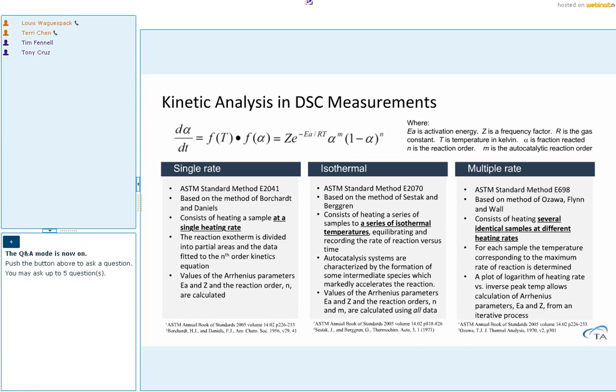The third kinetic model is the multiple rate method. Sometimes people also simply call it the Ozawa method, which is described in ASTM E698. This method is based on a series of temperature ramp experiments with different heating rates.